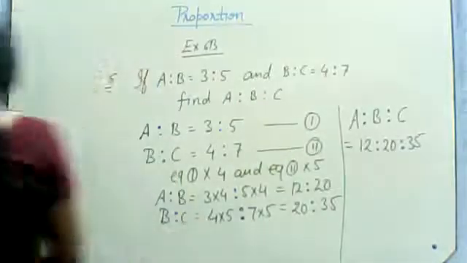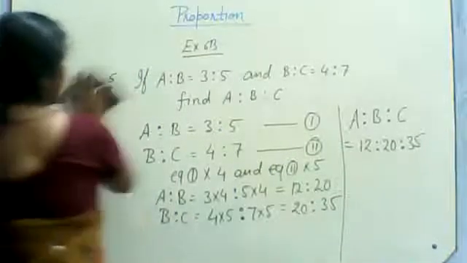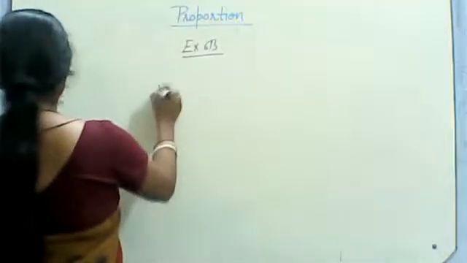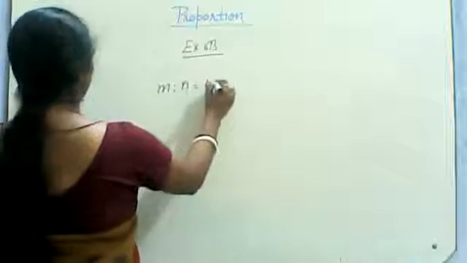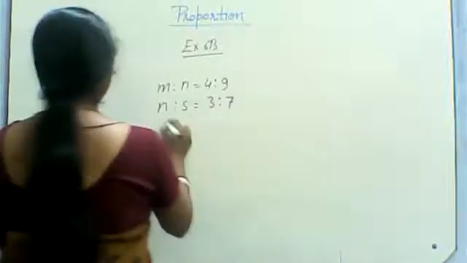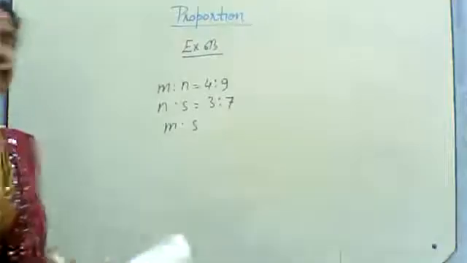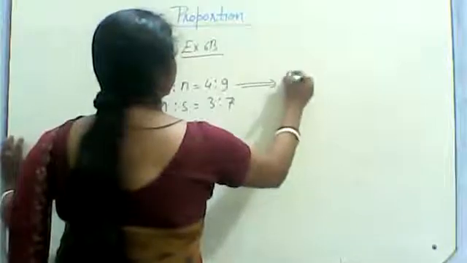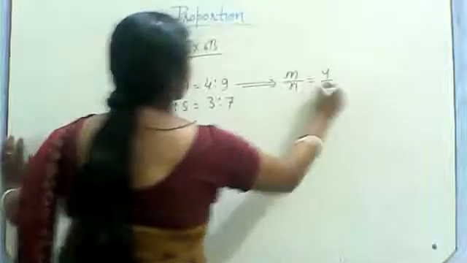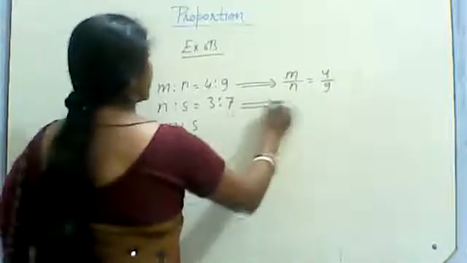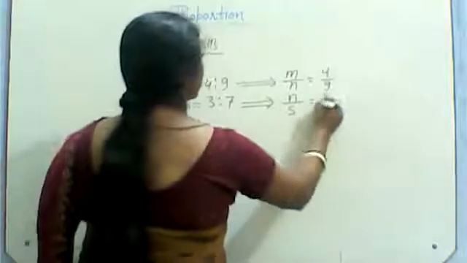Okay? Now, if it is the same, M ratio N equals 4 ratio 9 and N ratio S equals 3 ratio 7. Find M ratio S. This type of question: so you see M upon N, we can write M upon N equal to 4 upon 9. Ratio form we can write in fraction form also. Here N ratio S equals 3 ratio 7, that is 3 by 7.